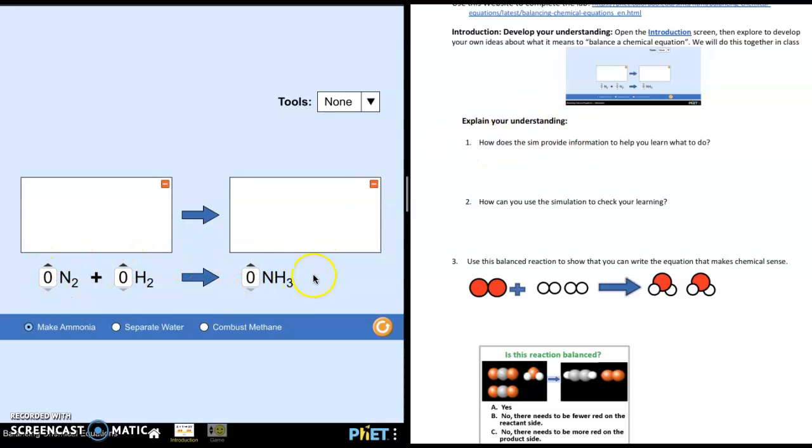So I just have this chemical equation here. Notice the arrow means a reaction happens, and zeros means I don't have any, right? If I change the numbers in front, my coefficients, it creates nitrogen, hydrogen, and ammonia in the boxes. And I can change the amounts all the way up to 3 of each.